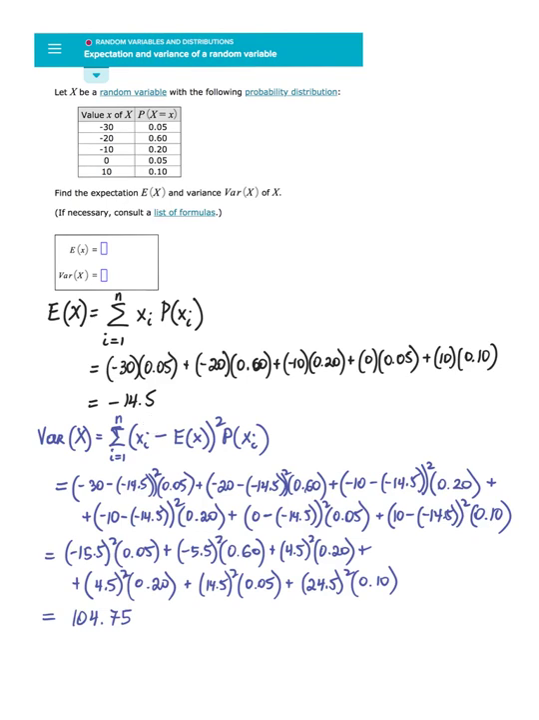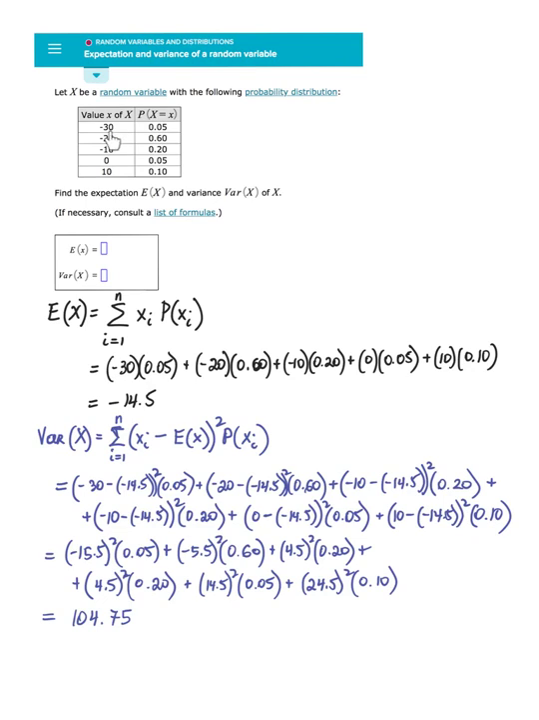Now I will use this quantity in the formula for variance, because variance is found by first finding the difference between each x value and the expected value we just found. Then that difference is squared, and then that squared quantity is multiplied by the corresponding probability. As you can see, it's a pretty lengthy process if you need to write it down. Let's look at a few of these.